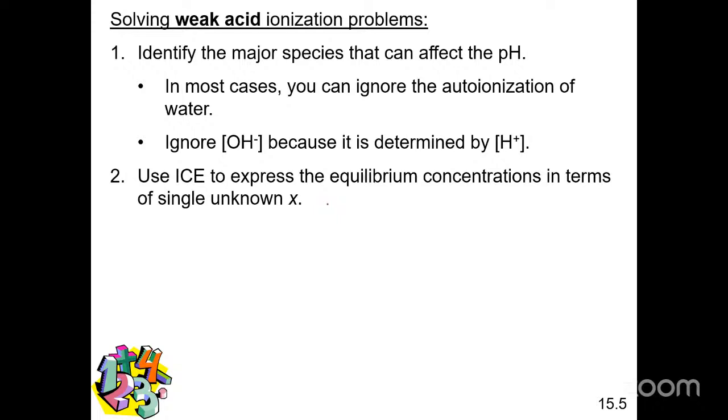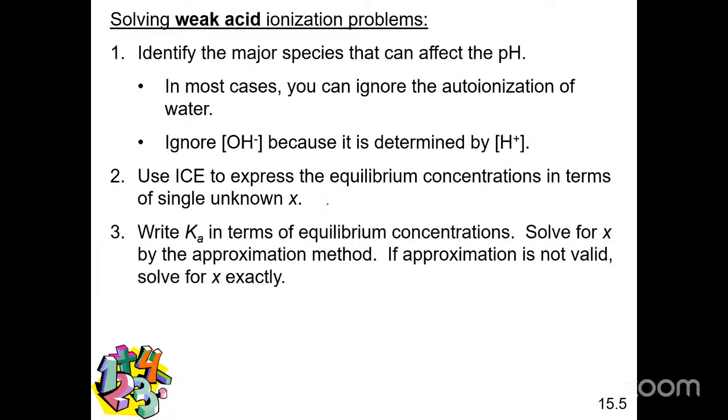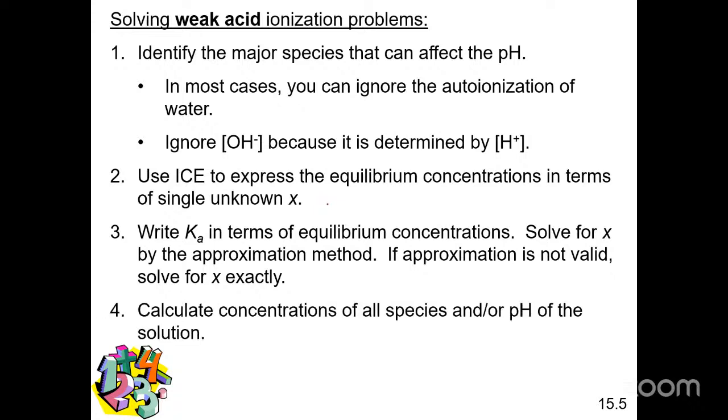It's very important that you use ICE tables to determine the setup so that you can determine what X is ultimately. And then you write the Ka term in terms of equilibrium concentrations, and then you solve for X by the approximation method, I should say. In other words, assume that the amount of X is small compared to the initial amount of acid, and then if it is valid, you can go ahead and calculate your pH based on that. If not, then you have to solve for X exactly, which will involve a quadratic equation. And then you can calculate the concentrations of all species and/or the pH of the solution based on whatever the question is asking for.